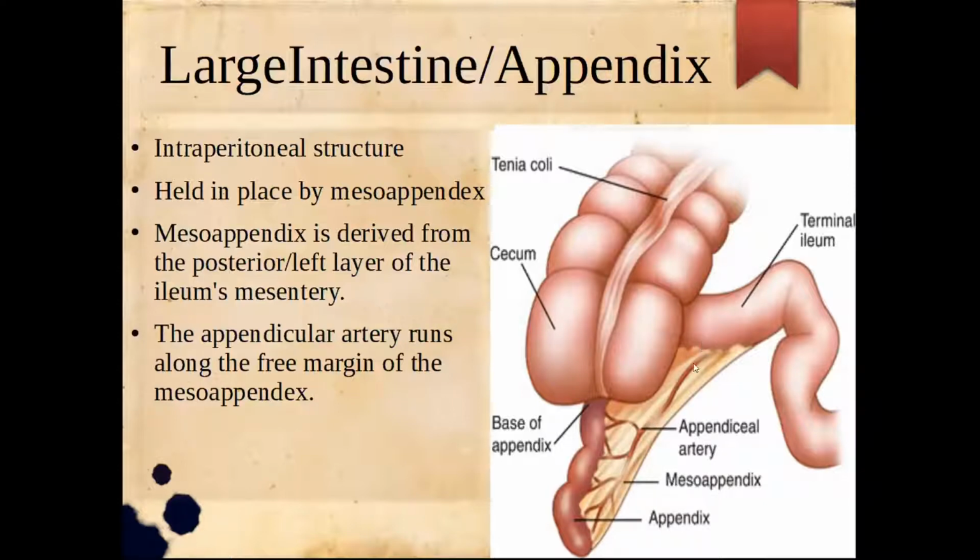And if you see here, in the free border of the mesoappendix, there is an appendicular artery running and supplying the appendix. The appendicular artery comes from the posterior cecal artery, a branch of the ileocolic artery, a branch of the superior mesenteric artery.